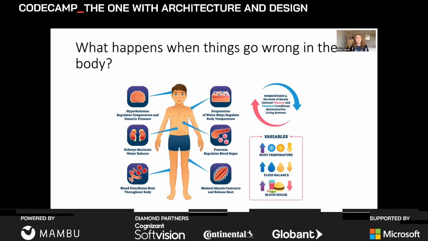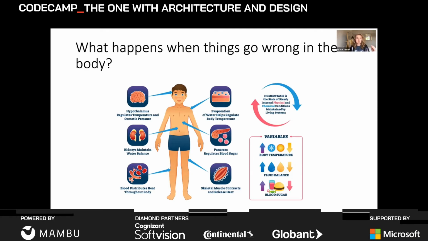In the body, we already have this in process. There's something called homeostasis. Homeo meaning relating to us, and stasis meaning the state of us. So homeostasis is the definition of looking at the state of internal, physical, and chemical conditions maintained by living systems.